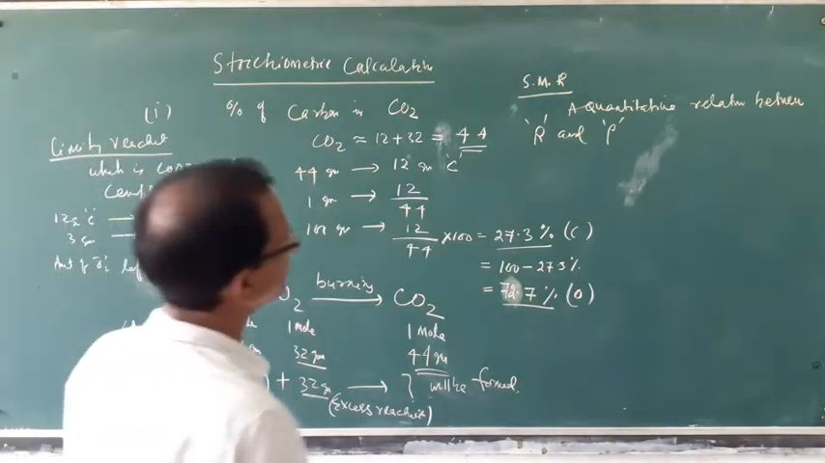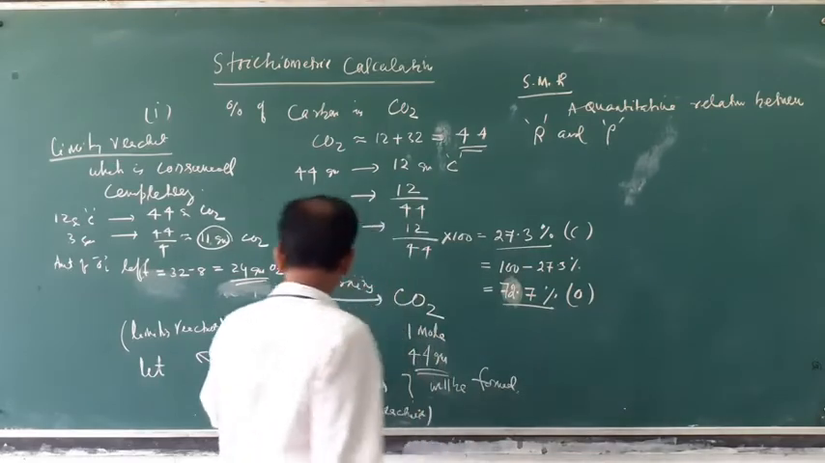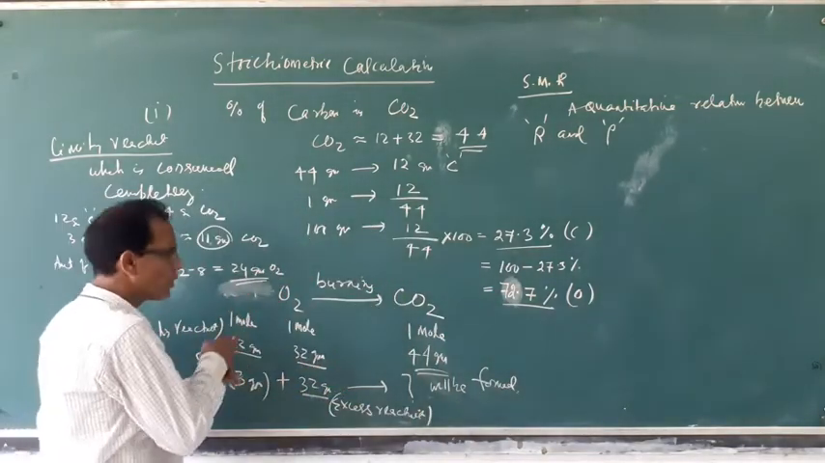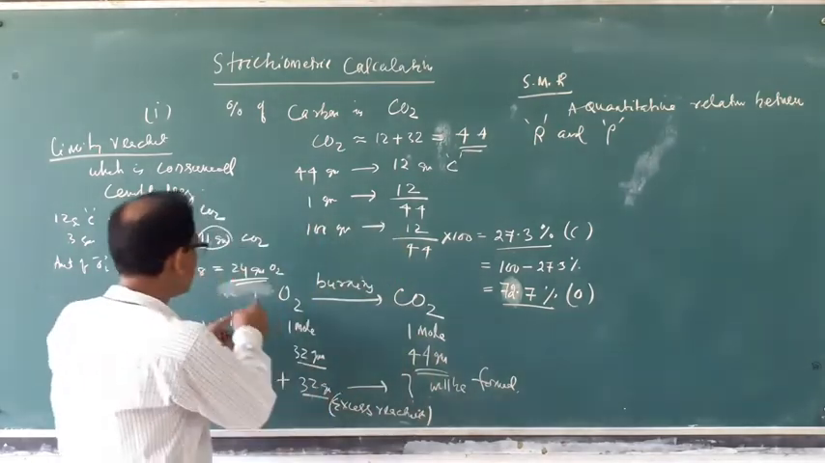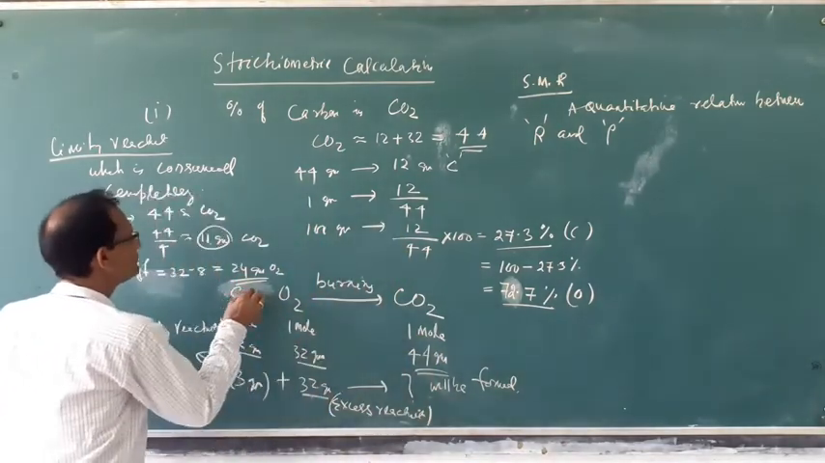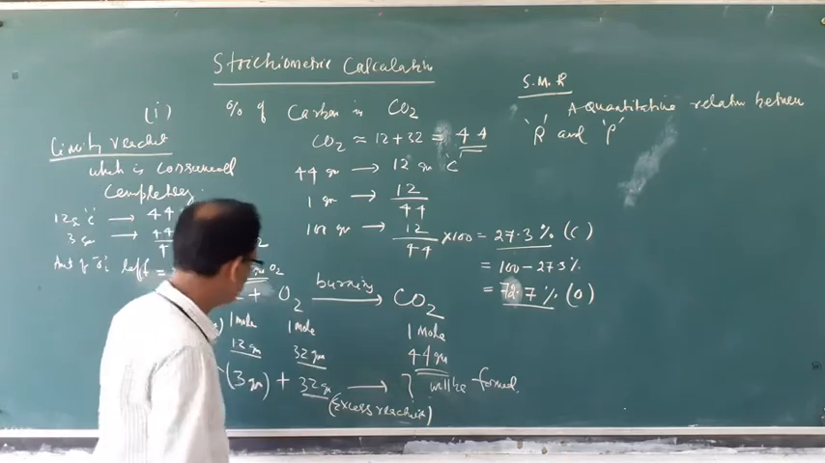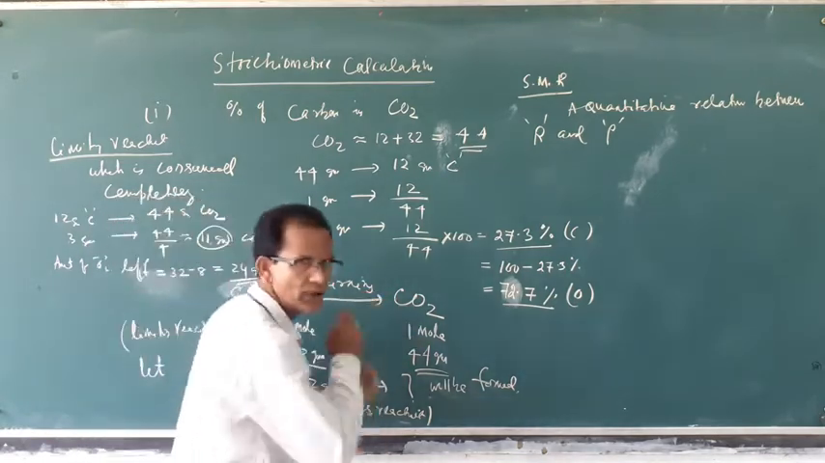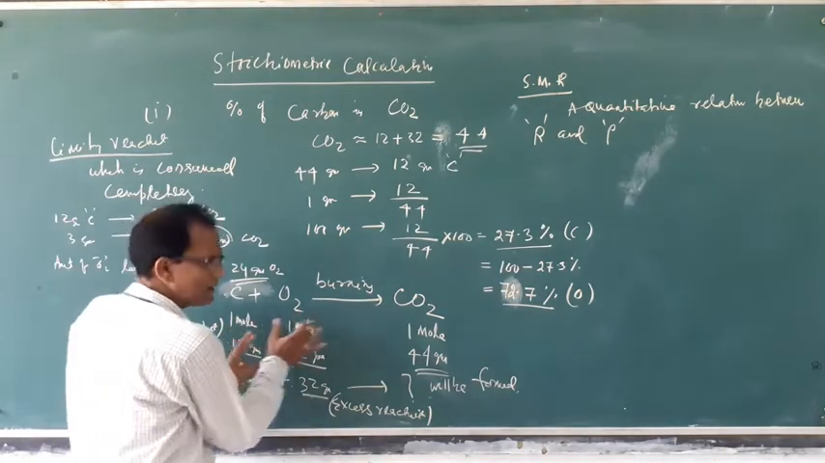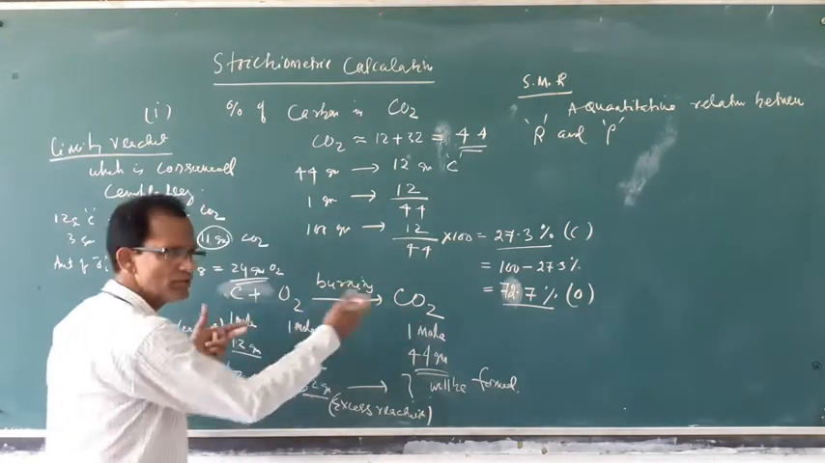Quantitative relation between reactant and product. As for the question you see, 12 gram combined with 32 gram forming 44 gram, because the equation is balanced. It is a balanced equation. That's why 12 gram combined with 32 gram forming 44 gram. So it's a relation between reactant and product in terms of mass or in terms of mole.